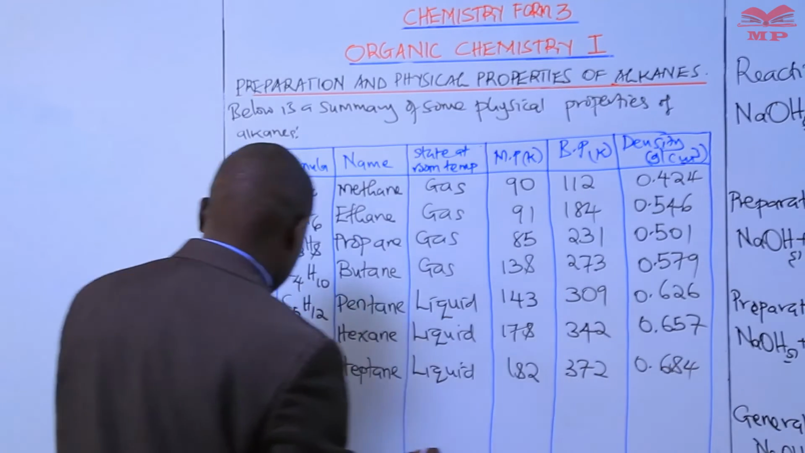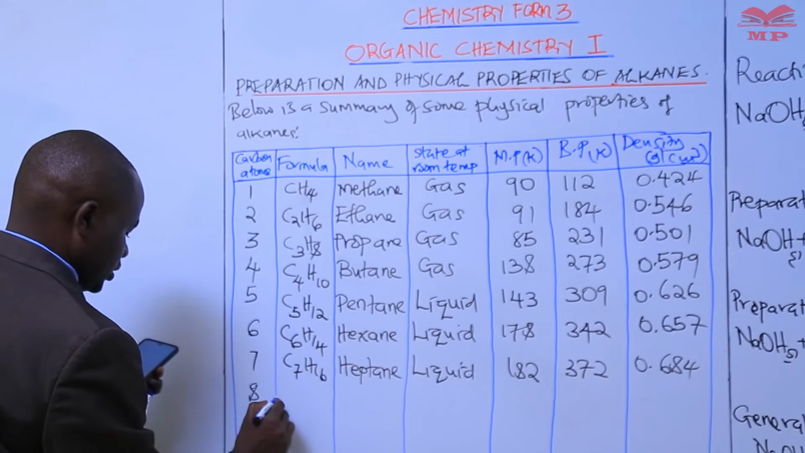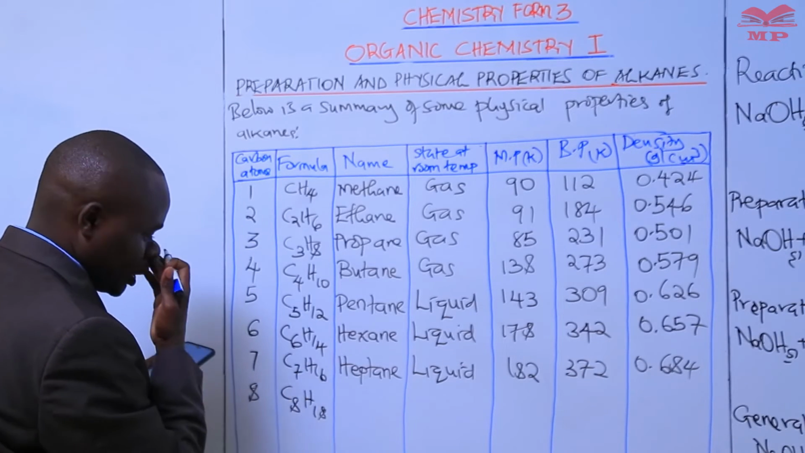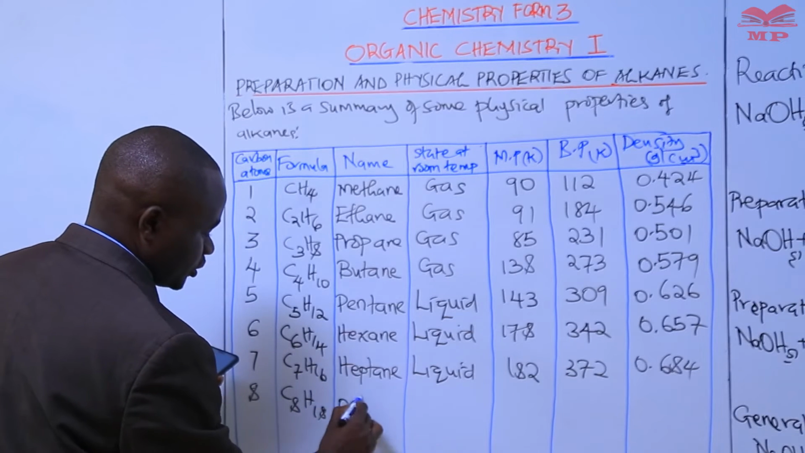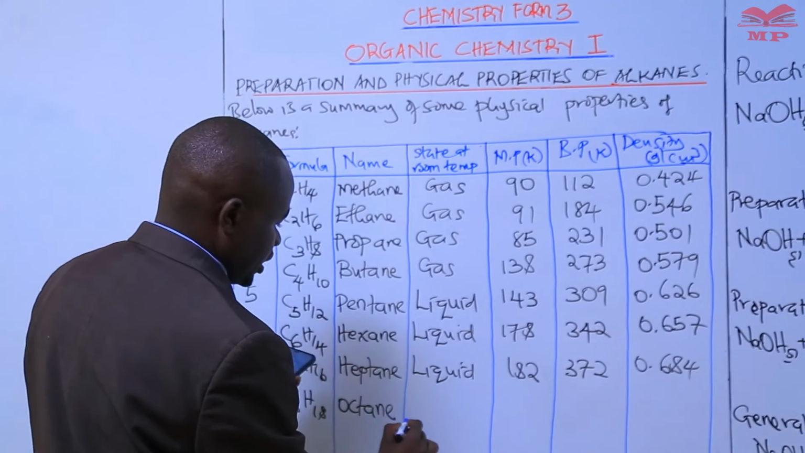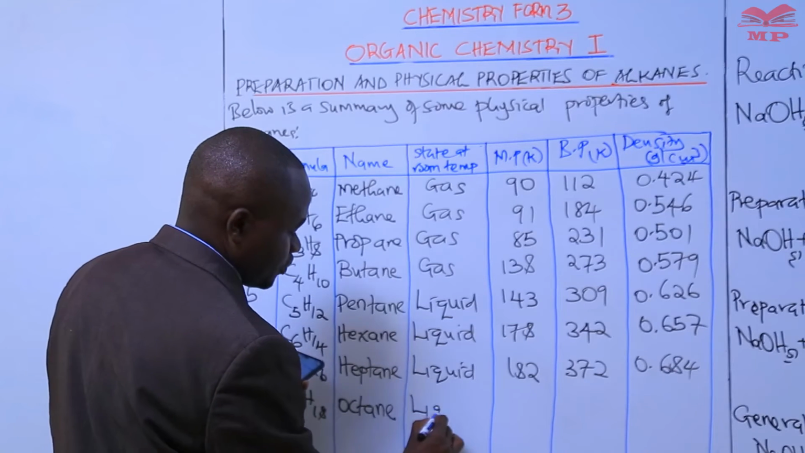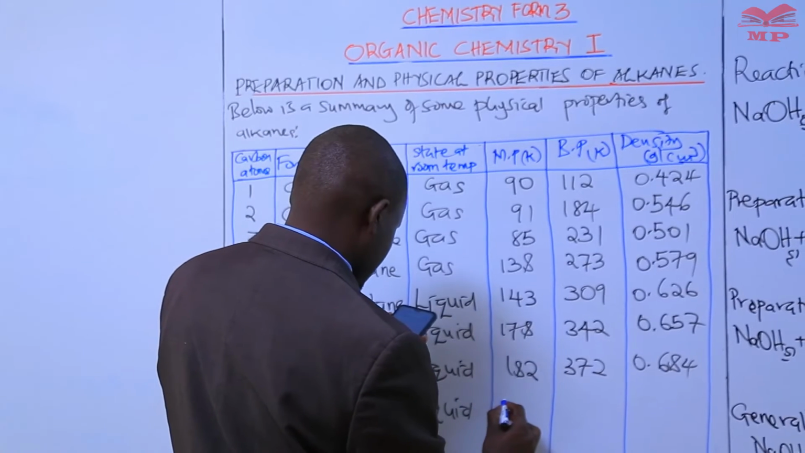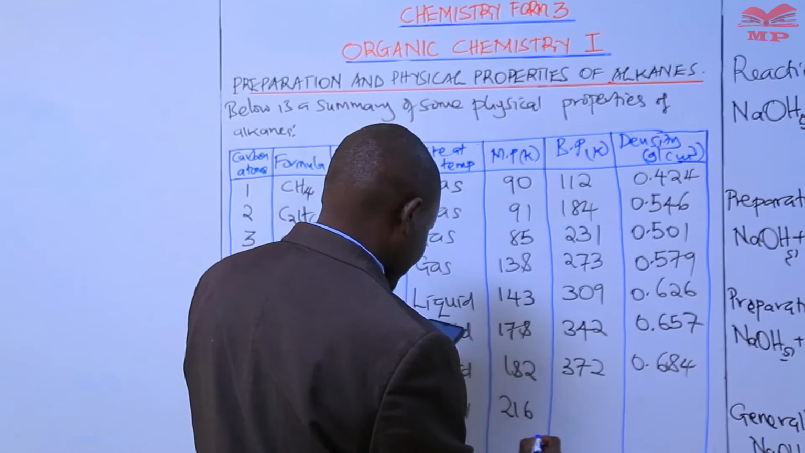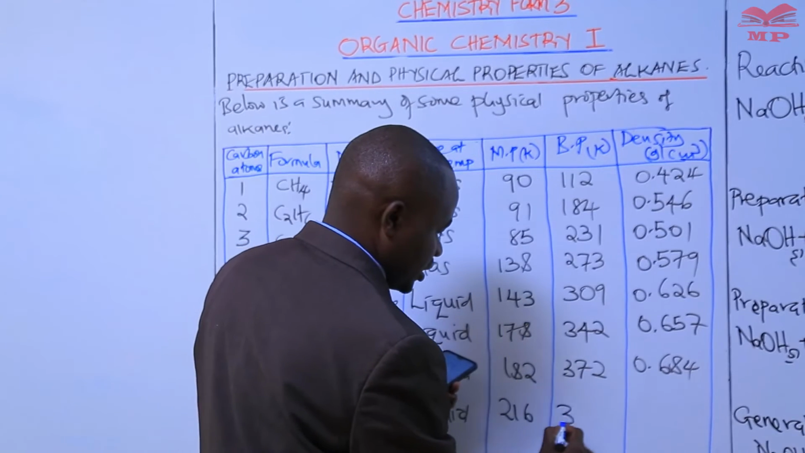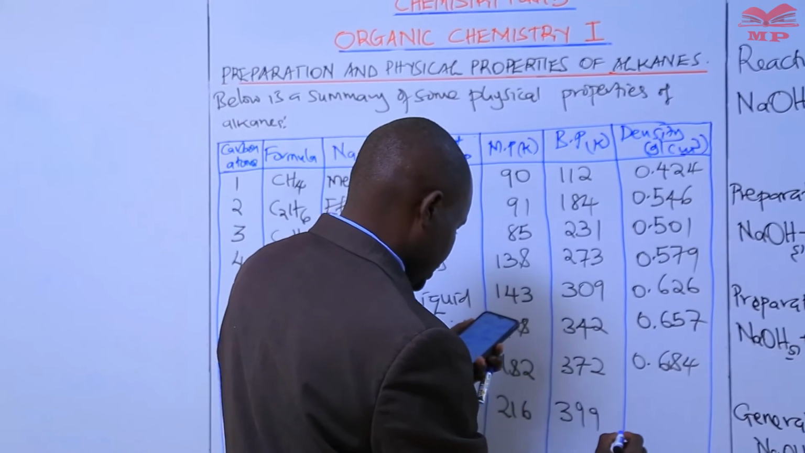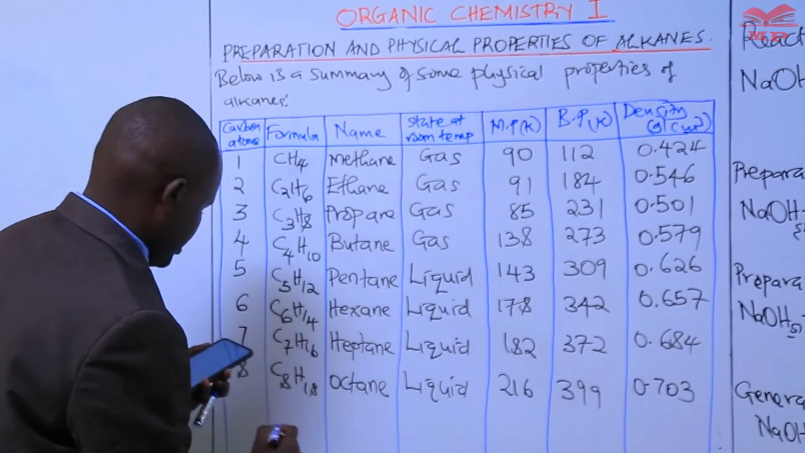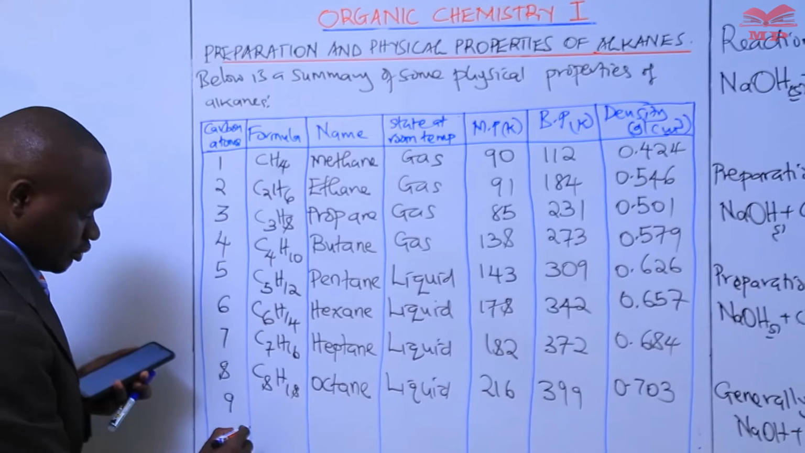Carbon atoms 8, formula C8H18. The name we know, it is called octane. State at room temperature is when you have a liquid. Then the melting point is 216 Kelvin. Boiling point is 399 Kelvin. Density is 0.703.